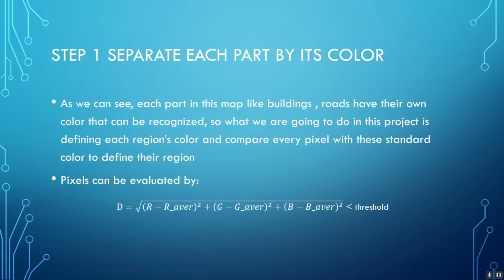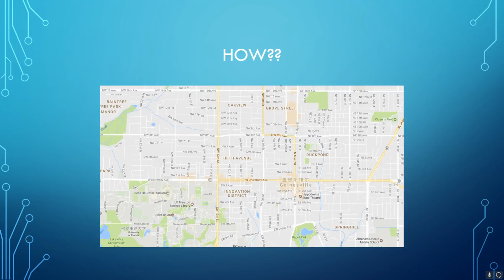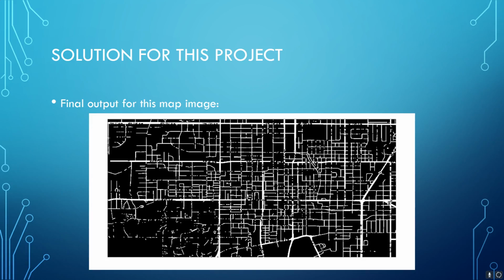What do I mean? As we can see here, each part in this map, like buildings, roads, and anything else, they all have their own color, and different colors are used for different regions. Like this road is all in white and yellow, and the river is blue, and this is a very important feature we got on colorful maps like this map. So we need to use these colorful features to identify each part of this map all by their colors.